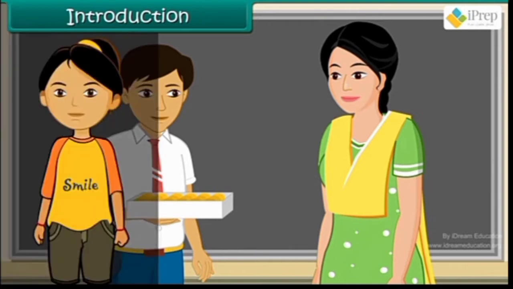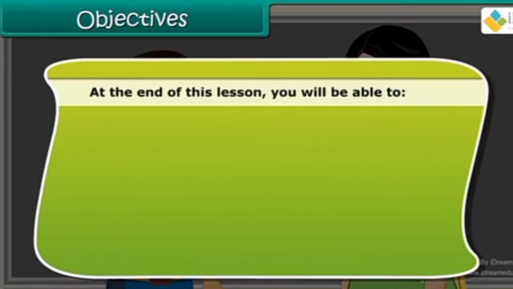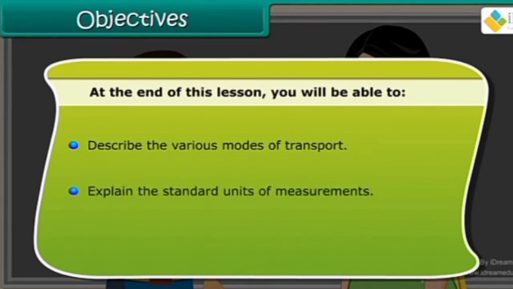Children, in this lesson, we will learn about the various modes of transport and also about the measurement of distance along with the types of motions. At the end of this lesson, you will be able to describe the various modes of transport, explain the standard units of measurements, and describe the types of motions.